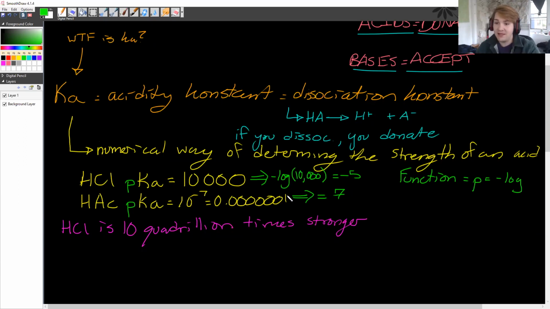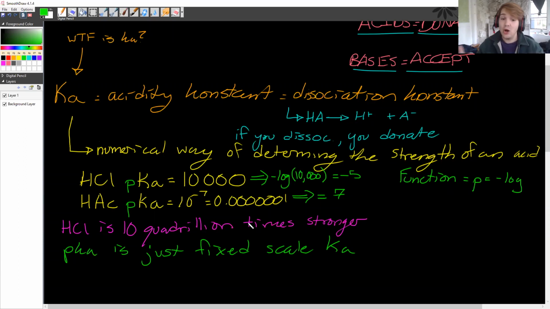That is all pKa is. pKa is just a fixed scale. It's a fixed scale Ka. That's all it does. Is it still measuring the strength of an acid? Totally. But it just means that we can put it on a graph better. That's all it's doing. Does this make sense? And by doing this, we can't change the fact that hydrochloric acid is 10 quadrillion times stronger. We can't just fiddle with the numbers and invent something new.